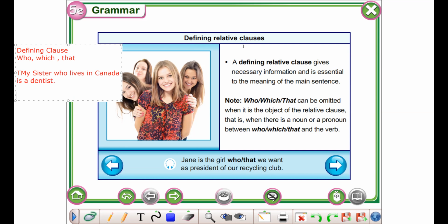Okay, so let's write out the example. My sister, who lives in Canada, has got 2 children. Can you see?